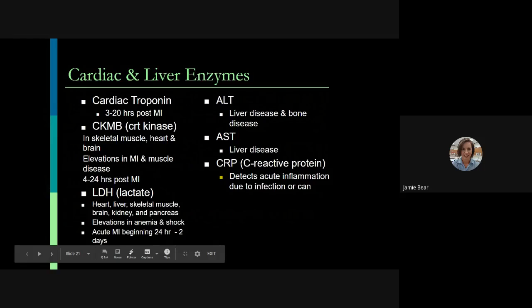If the ALT and AST liver enzymes are increased, that could tell you that the liver is having some dysfunction, and so you're needing more enzymes to help break down those processes that take place in the liver. And then another common one is CRP, or your C-reactive protein, and this just detects acute inflammation due to infection anywhere throughout the body.